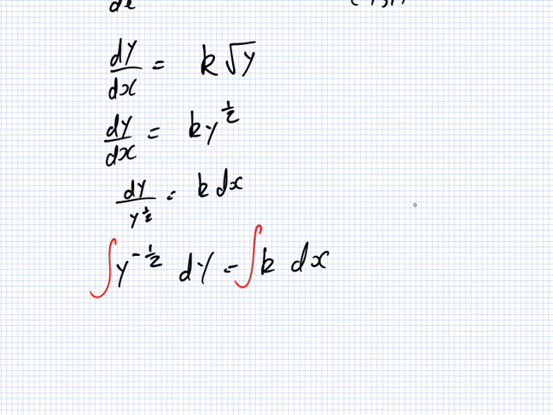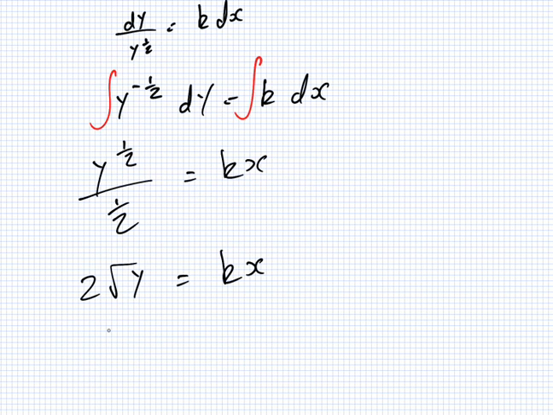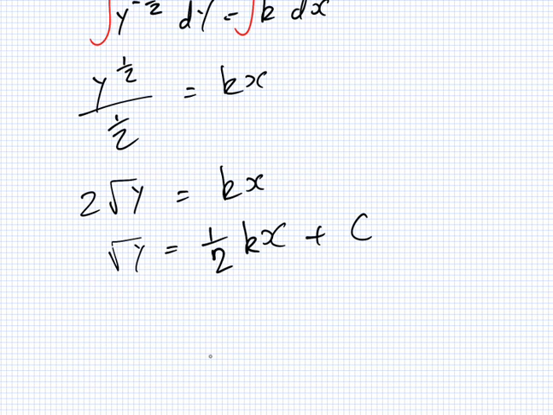So when I integrate here, I get y to the power of a half over a half equals kx. So I get 2 root y equals kx. So I get root y equals a half kx plus my c. Now I should square. y equals (a half kx plus c) all squared.